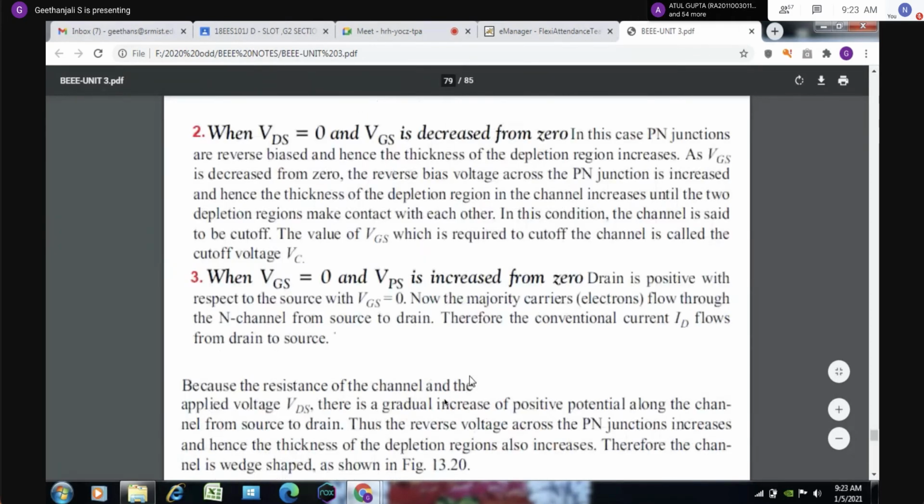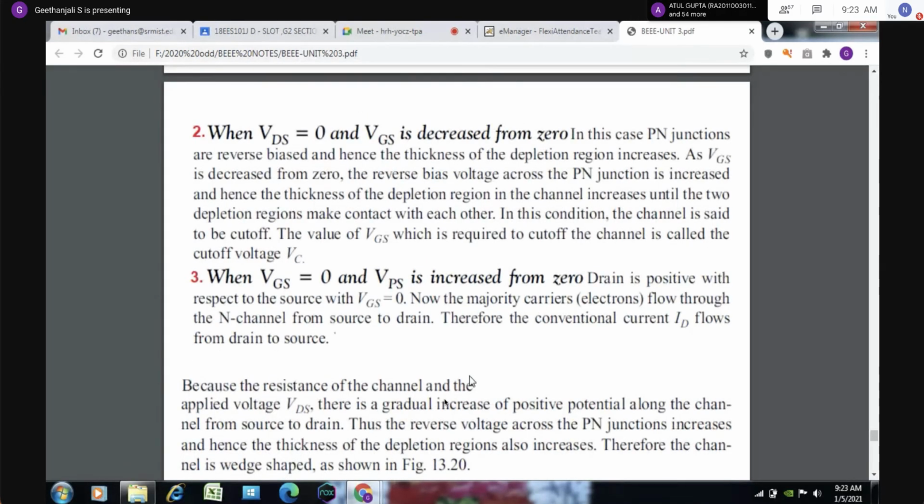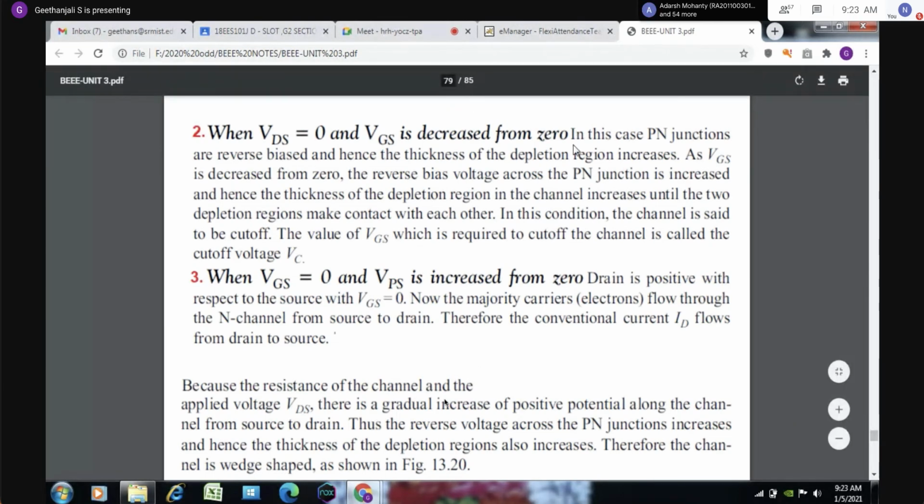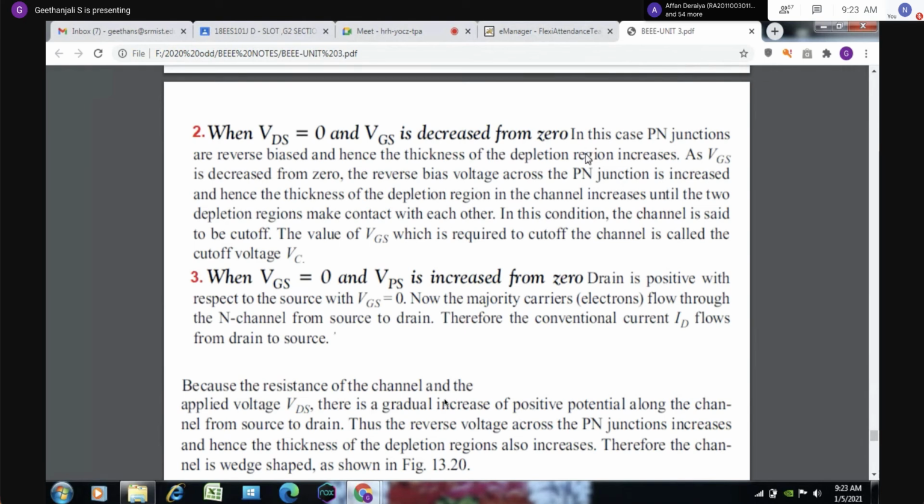The next case is when VDS equals 0. We are maintaining the same condition as in the first case, and VGS is decreased from 0. We are keeping some value, then gradually reducing the voltage between the gate and source. By then, the PN junctions are reverse biased, and hence the thickness of the depletion region increases.